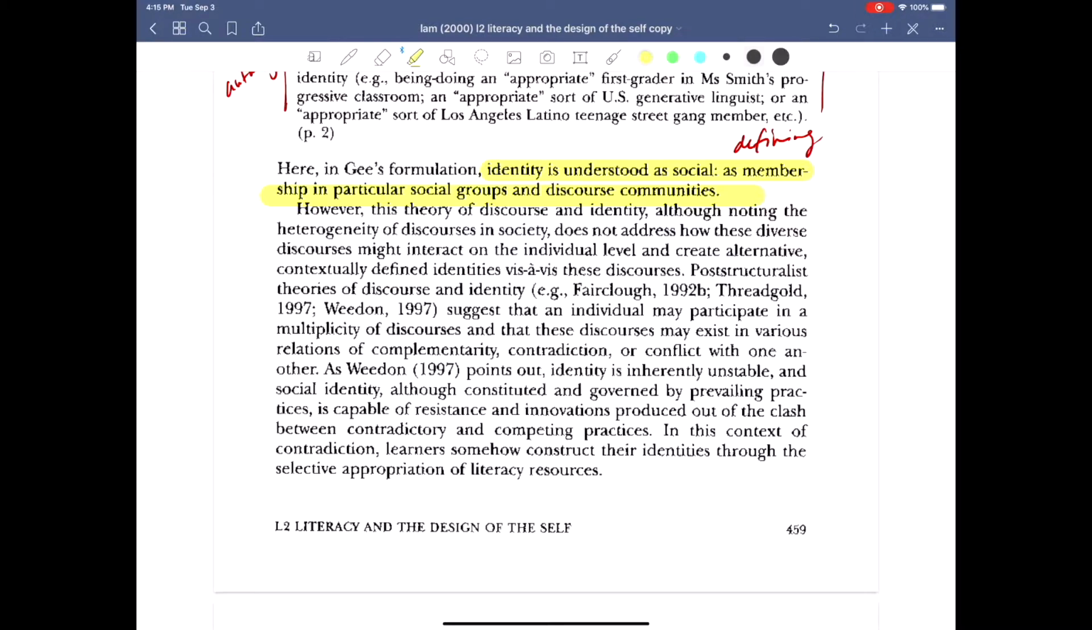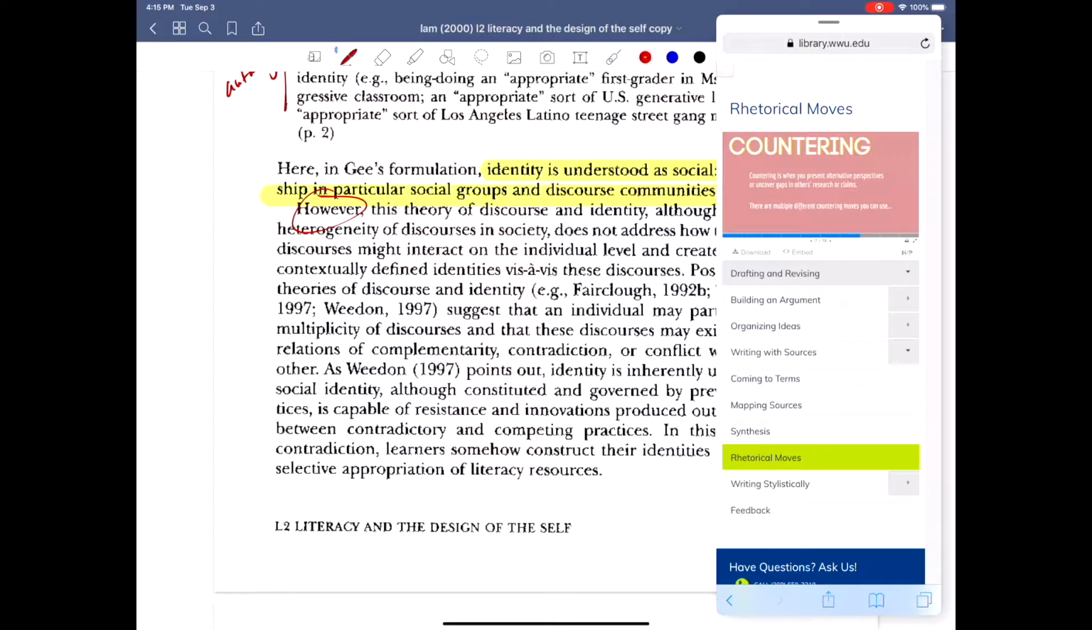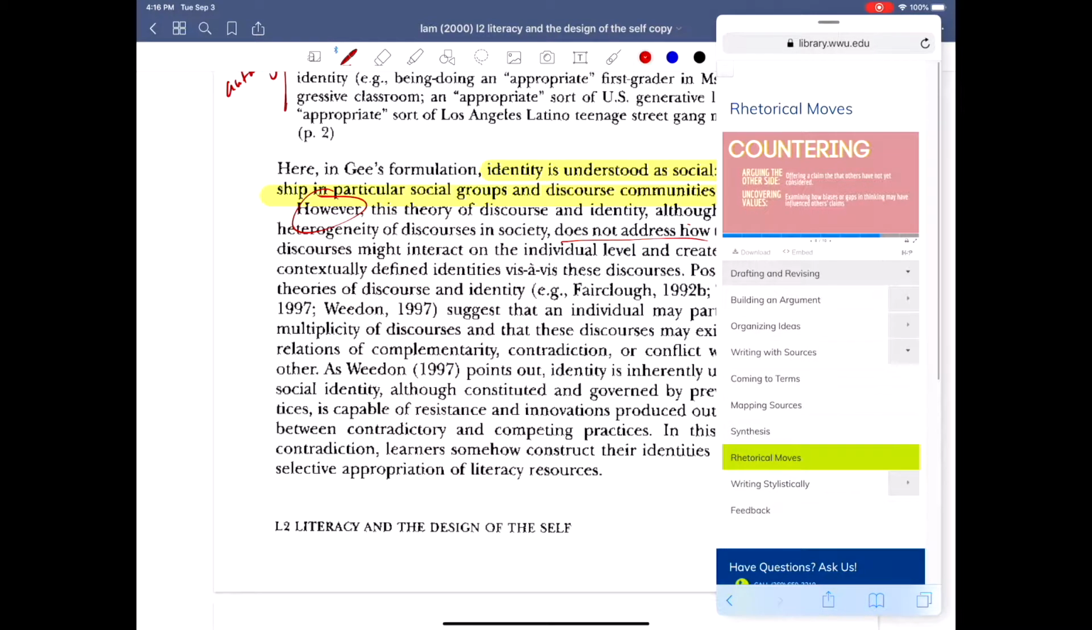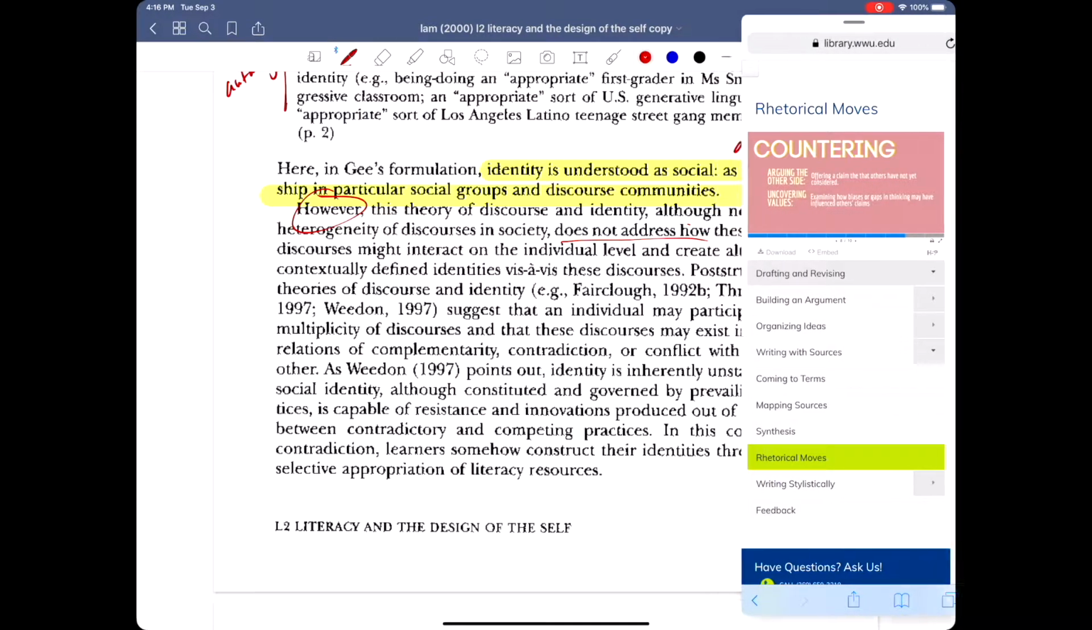Okay, so here she's using an important word, "however." So we can take a look at some of the other rhetorical moves and see what it might look like. "Although noting the heterogeneity of discourse does not address..." So she's here indicating a gap, which to me sounds like there are gaps, right?